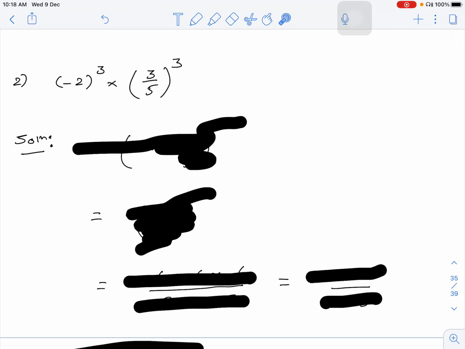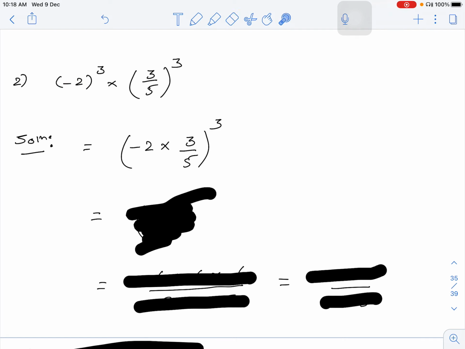Now here it is given (-2)^3 × (3/5)^3. Again two numbers with the same power are multiplying. So what will we do? We will multiply the bases. So in the next step what will you get? (-2×3/5)^3. These both are the bases and the power is only one time. Now check whether we can make any cancellation. No cancellation. So we will multiply numerator to numerator, denominator to denominator. So -2 into 3 will become -6 and 5 into nothing means 5.